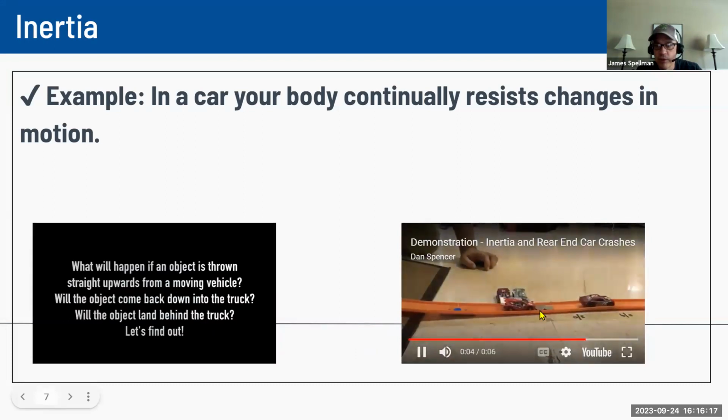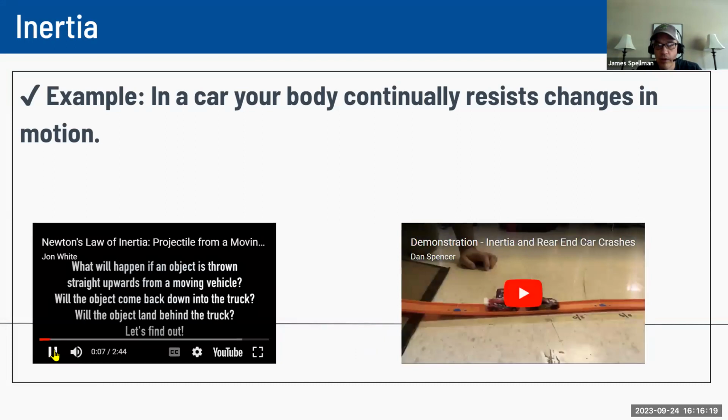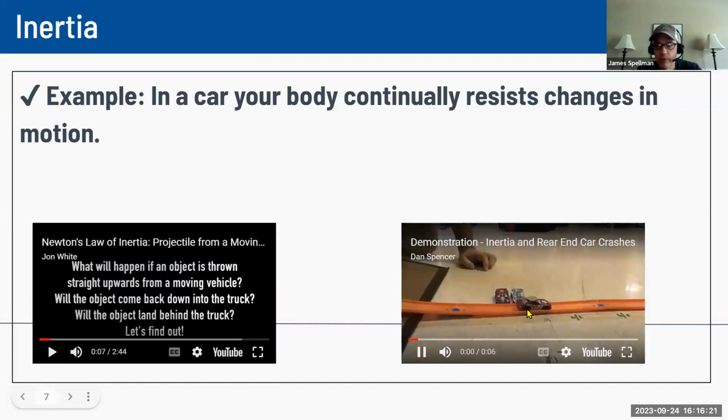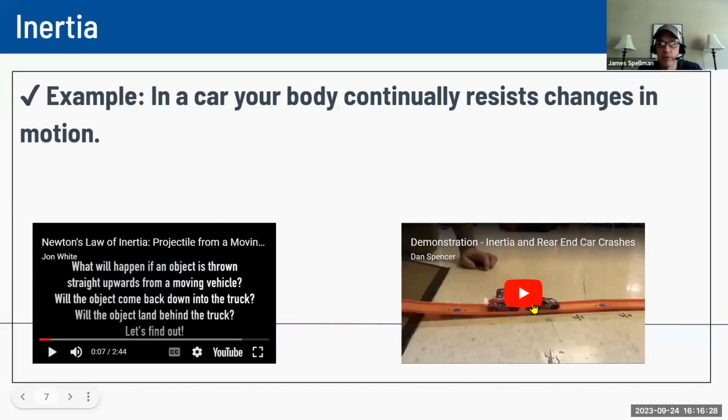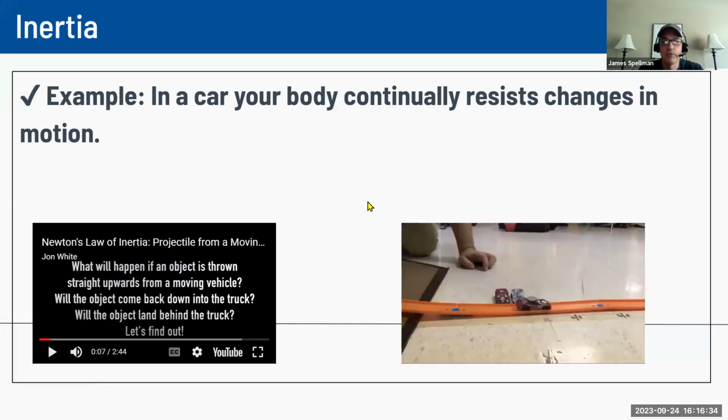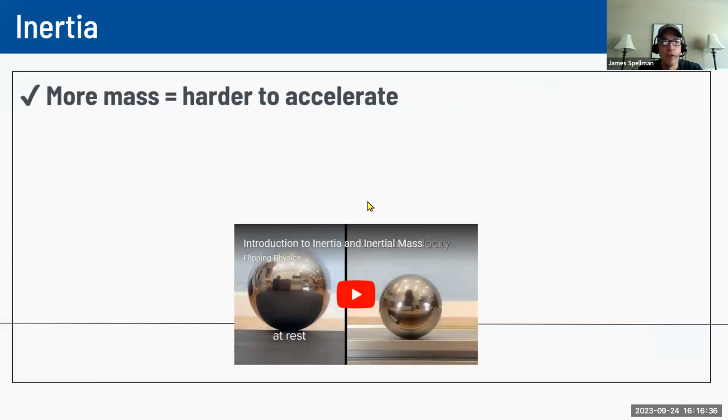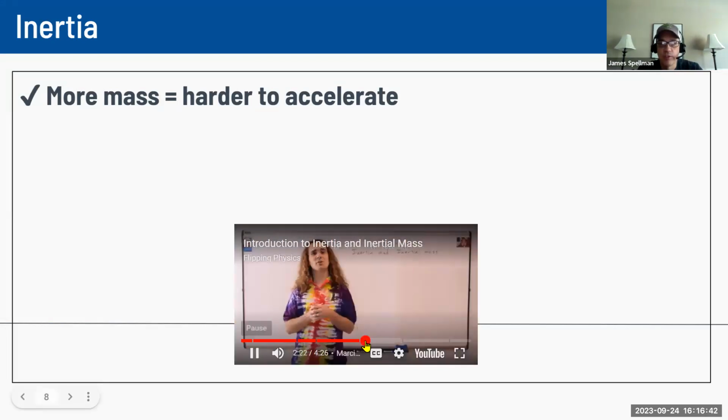And you'll see that even though the car in the front ends up getting pushed, I'll keep the arrow right there, you can see the penny itself just bounces up and comes back down. So that penny is at rest and it wants to stay at rest. The car moves out from under it and it wants to continue being in the position that it was in. And again, the idea is, if there's more mass, it's going to be harder to accelerate. There's another little video clip we have right here with this.